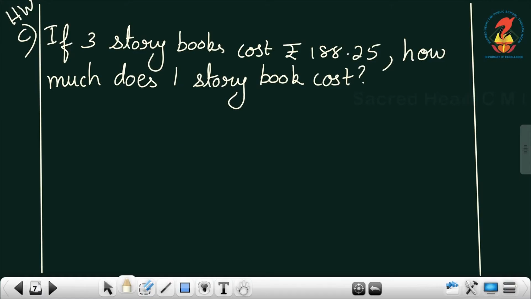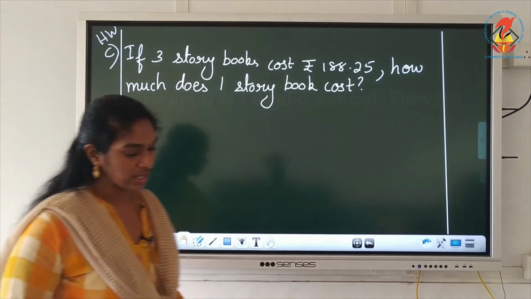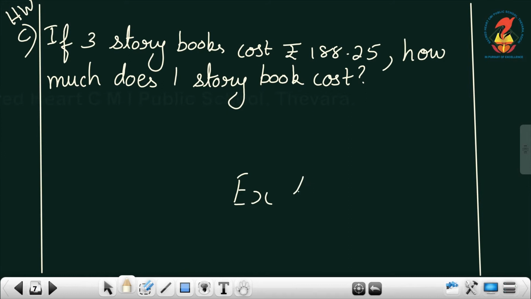So, you have a homework question, similar type. If 3 storybooks cost rupees 188.25, how much does one storybook cost? Okay, write the statement and find out the answer. Now, children, exercise 4G. After you do this question, exercise 4G, there is question number 1. You have to do question A. The question is find the unit price of each. Exercise 4G, page 86.